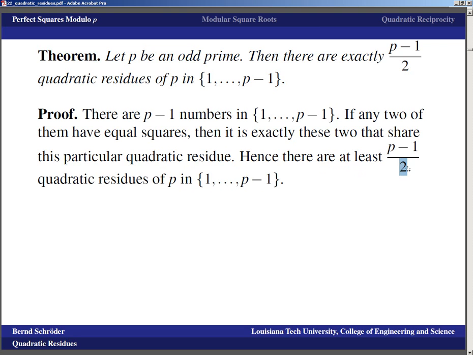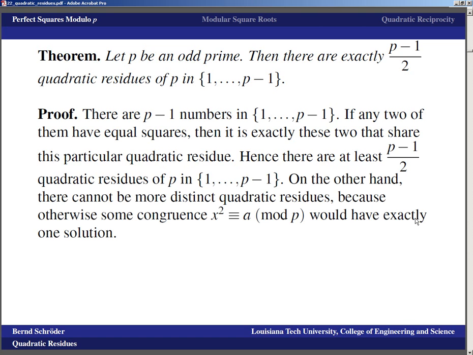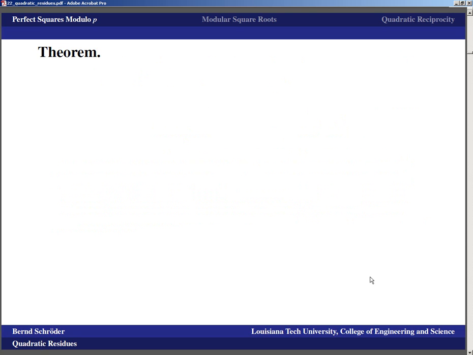So that means we divide at most by 2, but by the same token, there cannot be more distinct quadratic residues, because if we had even one more quadratic residue, then one of these congruences would have exactly one solution, and that was prevented by the previous lemma also. I'm not sure if I should have said that more briefly. Basically, they all pair up and that's it. And that's what the theorem says.